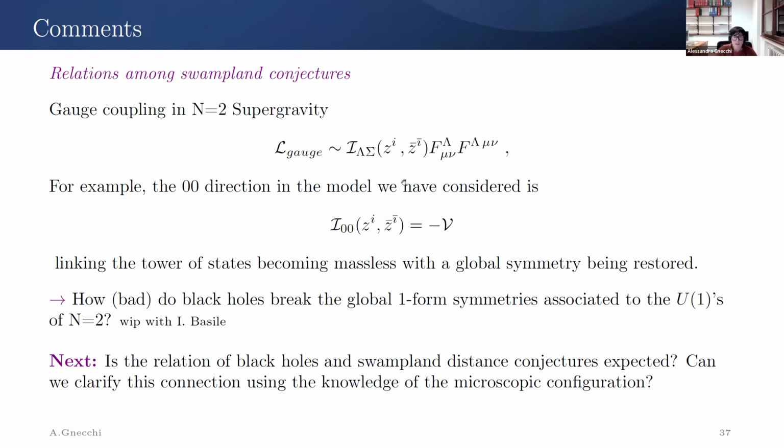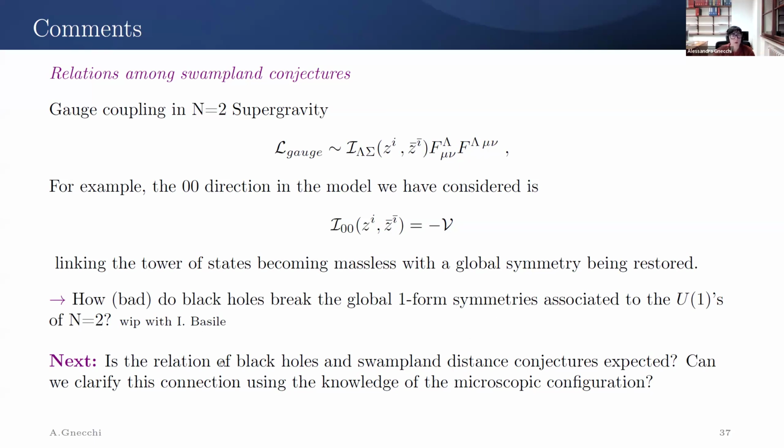So somehow these limits in parameter space are also related to the presence of a global symmetry. So the masses, the towers of fields that become massless, are also related to restoration of some global symmetry. So we're breaking the effective field theory. We're going out of the validity of the effective field theory, because somehow we're recovering a global symmetry that is not compatible with UV quantum gravity.